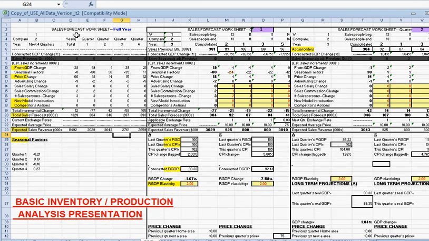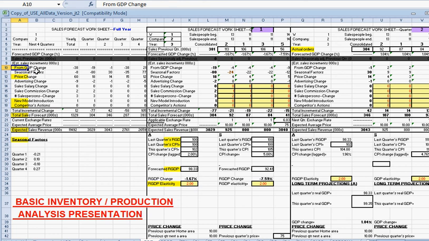So let's start out with the sales forecast page. On the left here is the yearly forecast, and each of these other columns are the quarterly. To put together the sales forecast, we have GDP, seasonal factors, price change, advertising, salary, and model changes, to get the total actual expected sales revenue itself.